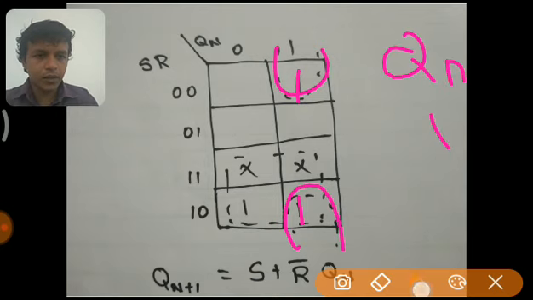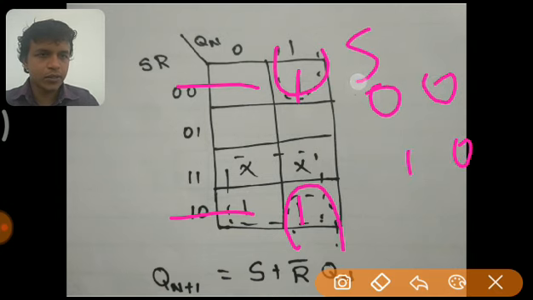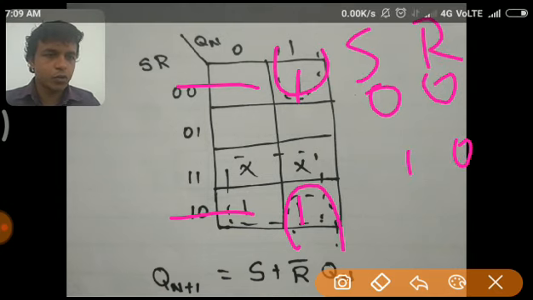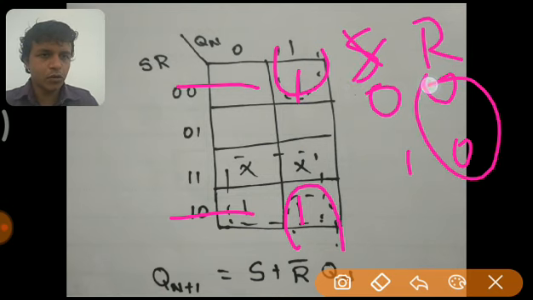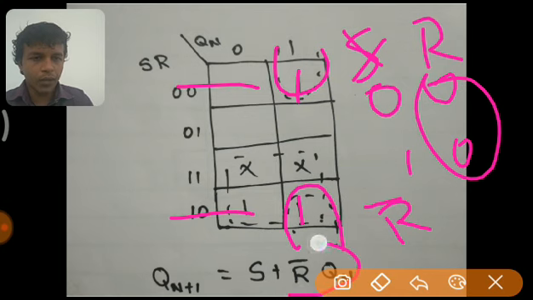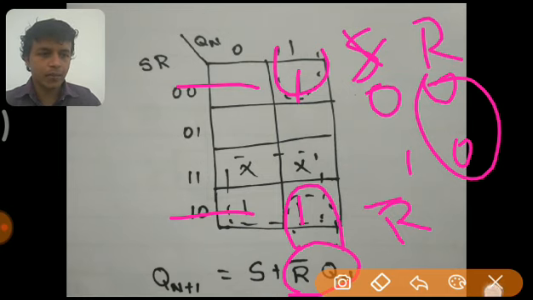Now I look at the value of S and R here. SR takes 0 0 and 1 0. This is for S, this is for R. S takes both 0 and 1, so S is neglected, whereas R takes only 0. So R is the reset condition, which is R bar. So I have to write it as R bar Q n. This is the Boolean expression for the SR flip-flop: S plus R bar Q n.